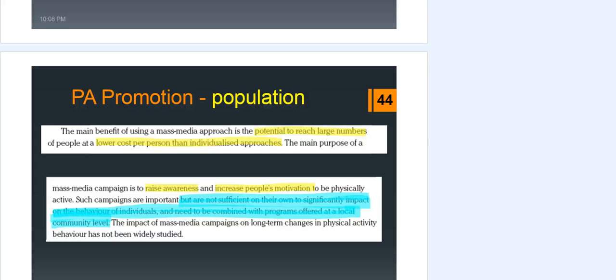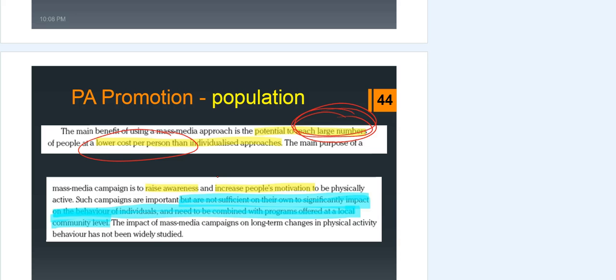The benefits: potential to reach large numbers, low cost per person. So this is again one of the differences between mass media and the simple print media that was mentioned earlier. Mass media, many people.